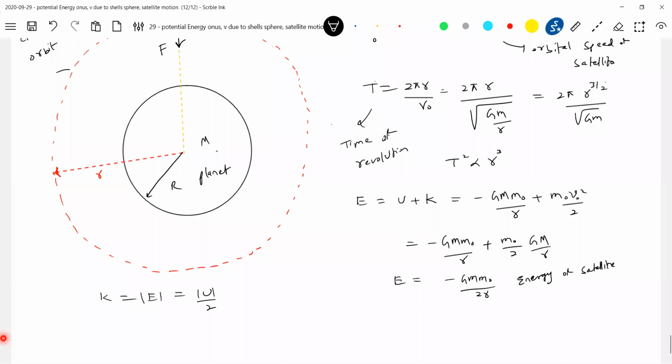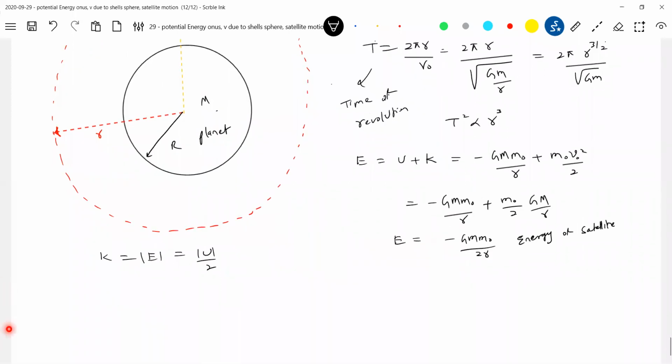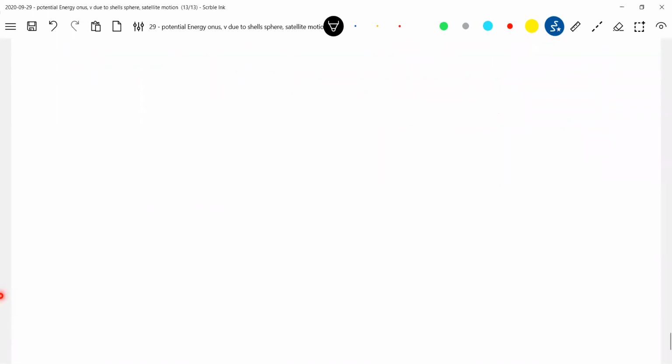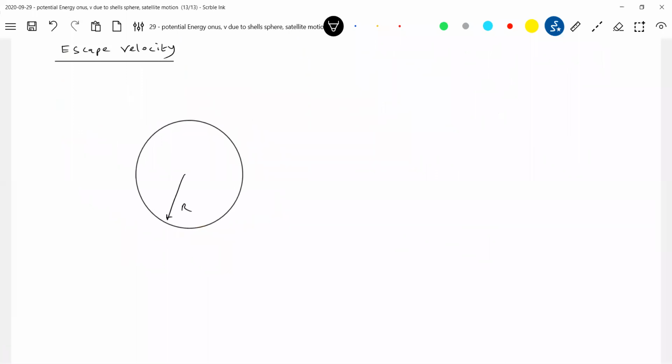Okay, let's come to the orbital escape velocity. We'll take this one. The next condition is the mass of the planet, and here I'm taking a particle.